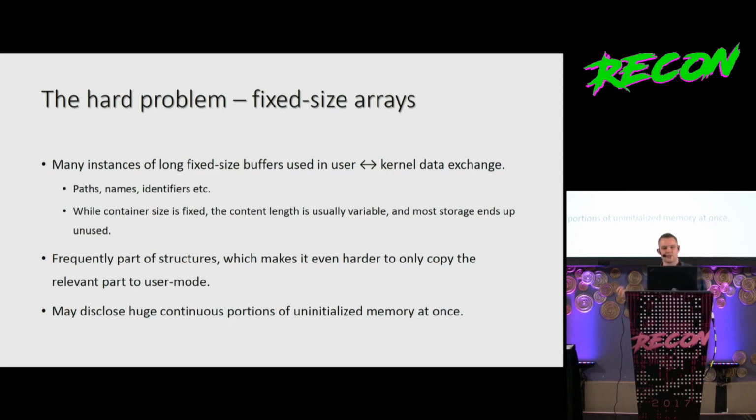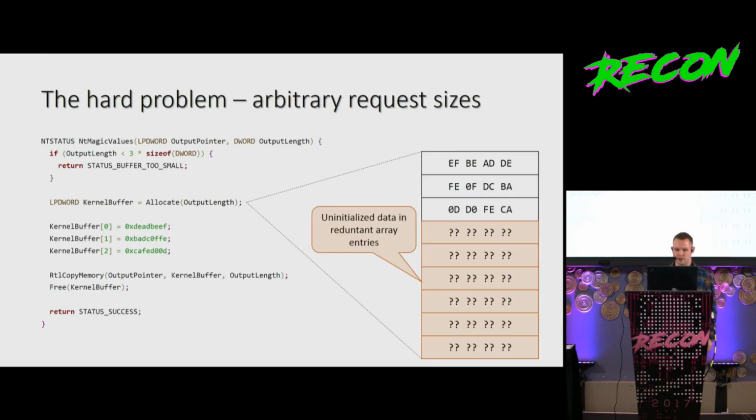We have many instances of long fixed size buffers for storing paths, names, identifiers, etc. As I said, while the container size is fixed and usually pretty long to be able to accommodate all of the possible values, the content length is usually variable, and usually it's much less than the size of the container itself. Additionally, these strings of fixed sizes are frequently parts of structures, which makes it even harder to only copy the relevant part to user mode, because people are just using memcpy with sizeof as the argument for those. And it may disclose huge portions of uninitialized memory at once.